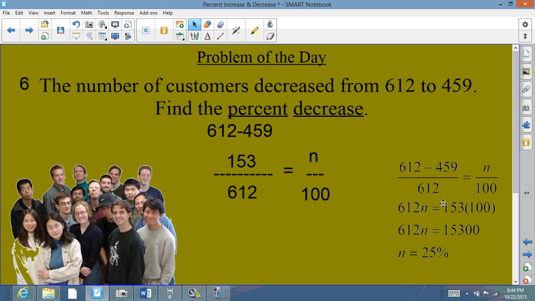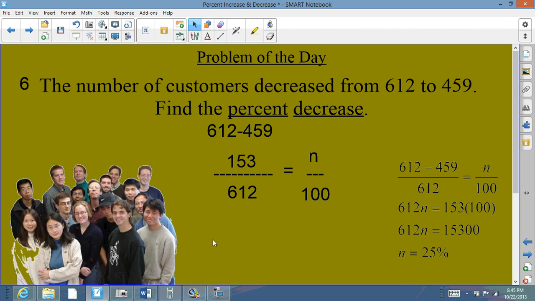Now we can cross multiply. 612 times n gives us 612n. 153 times 100 gives us 15,300. Now we divide both sides by 612, and that'll give us 25%. So our answer is 25% decrease. So the customers decreased by 25%.